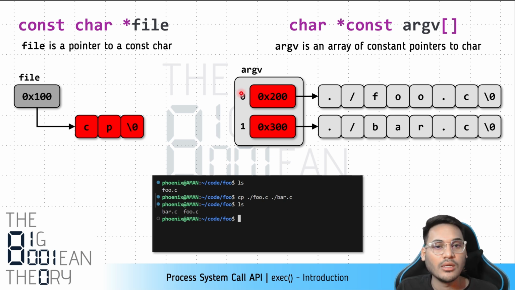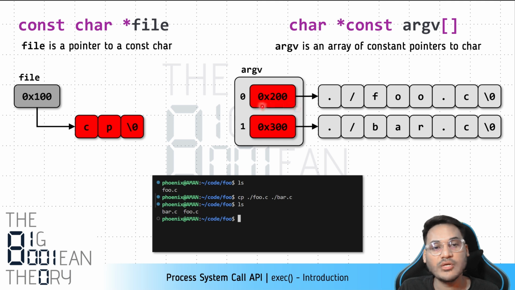Coming to the second part, argv is an array of constant pointers. As you can see, this argv is an array. It has two locations, index 0 and index 1, and each location is basically a pointer, so it will be storing some address. The first location is storing the address, let's say 200, and the second location is storing the address 300. Hypothetical example. These addresses are pointing to characters, and again we have a character array, and these are the arguments.